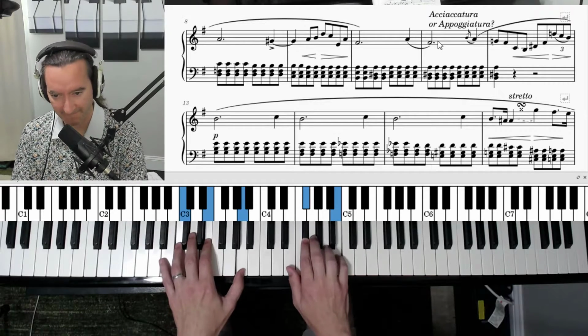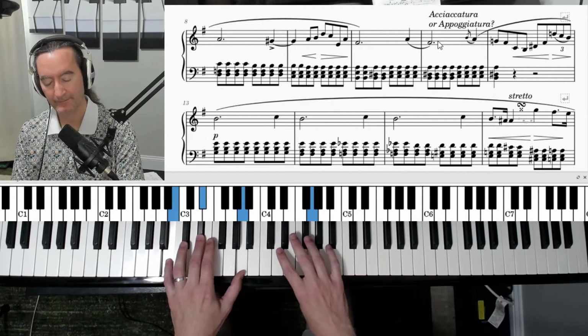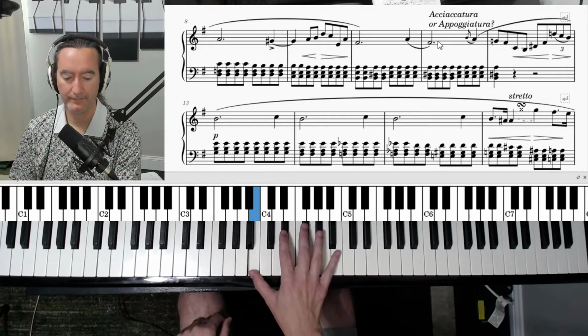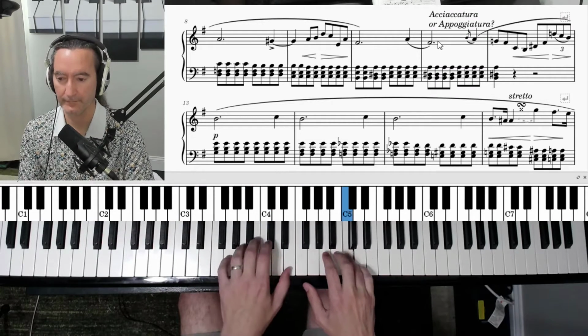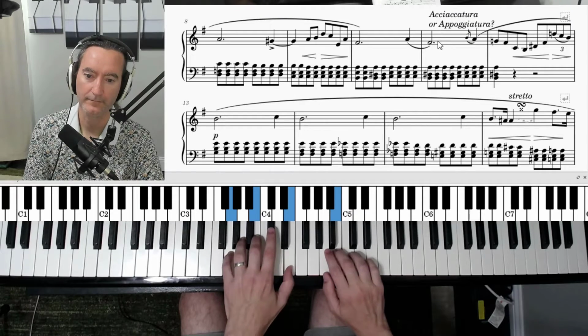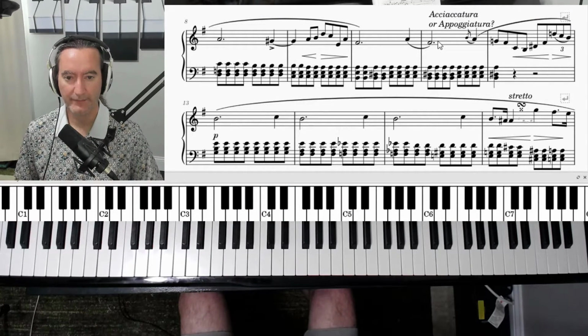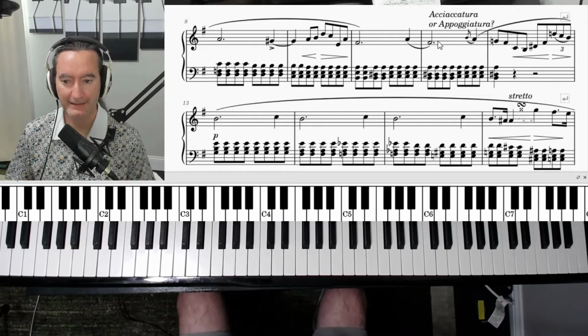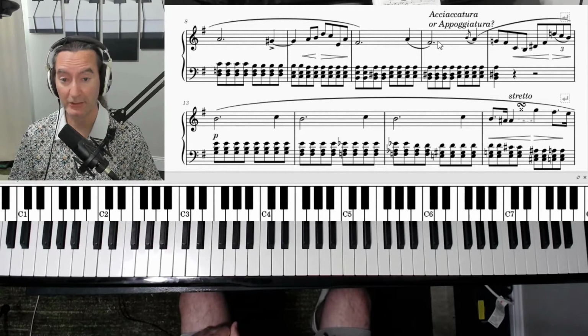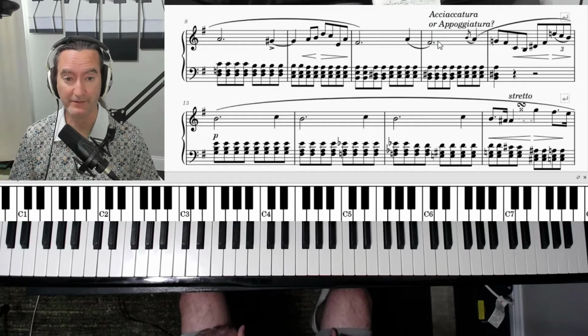Now I'm going to stop right here. This is really the next section. And before I do anything else, I'm going to talk about pedaling. Most of this piece needs to be pedaled. Doesn't matter what Chopin wrote. You've got to pedal this. It sounds terrible if you don't.